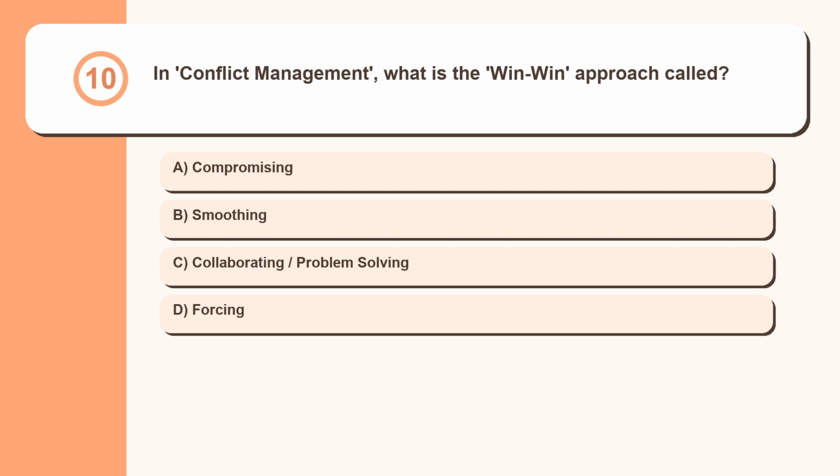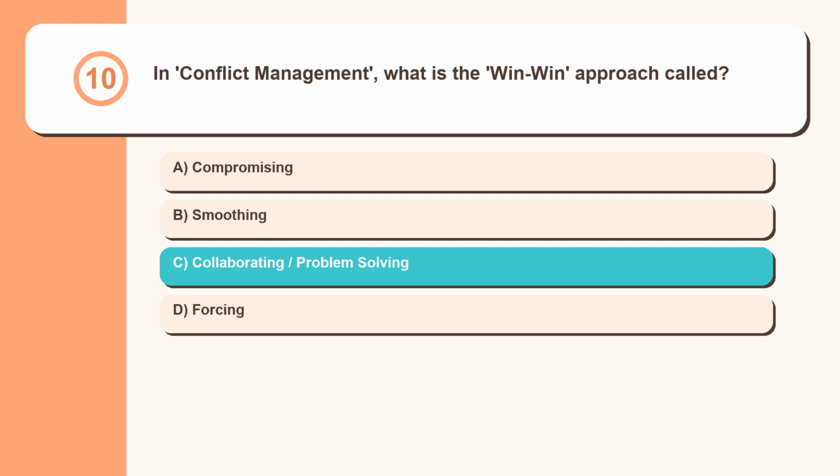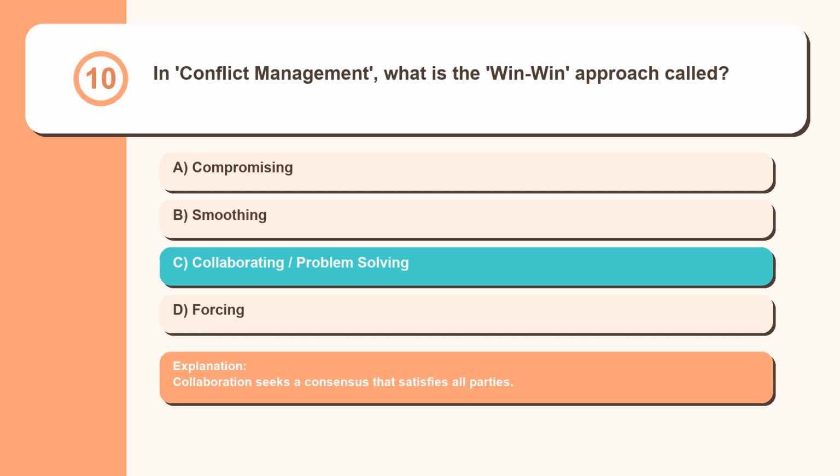Question 10. In conflict management, what is the win-win approach called? Compromising, smoothing, collaborating/problem solving, forcing. Collaboration seeks a consensus that satisfies all parties.